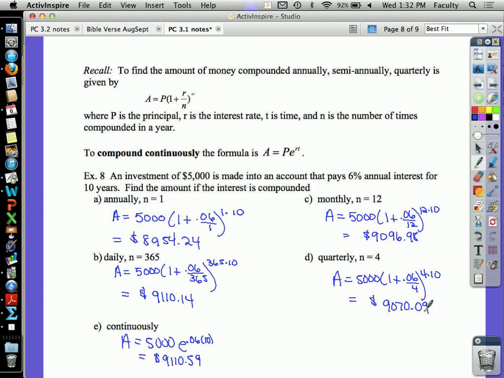Any questions on compounding interest? Alright, then let's move on to the last example.